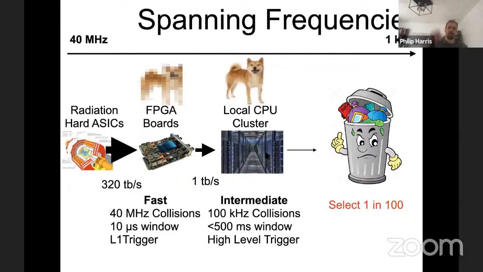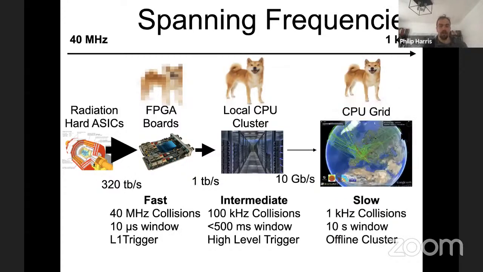And so now we've reduced our data rate and our collision rate from 40 megahertz to 100 kilohertz. And we do the same thing, except now we don't use a cluster of FPGAs, we use a cluster of CPUs. And with the CPUs, we have about half a second to decide if the event is interesting. And if it is interesting, we can then select it again, and we eventually keep this event. So we only keep one event in 40,000. The rest of the time, we throw away the events.